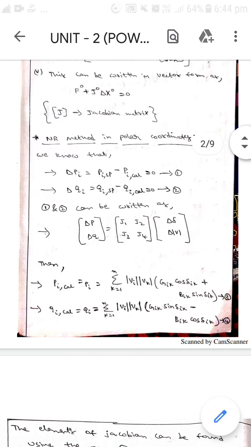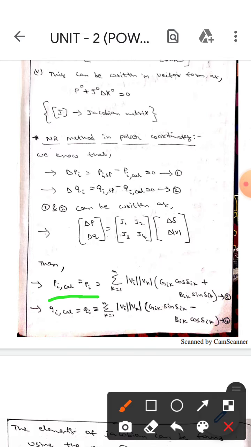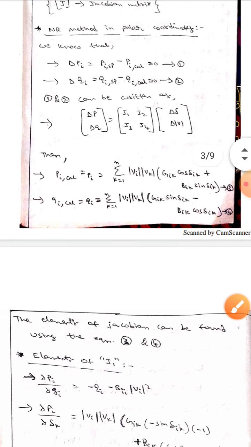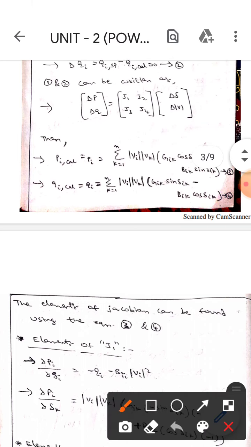Then we will get Pi calculated, which equals Pi, which equals the sum from k equals 1 to n of modulus of Vi, modulus of Vk, (Gik cos delta ik plus Bik sin delta ik), which is equation 3. Whereas Qi also will come.